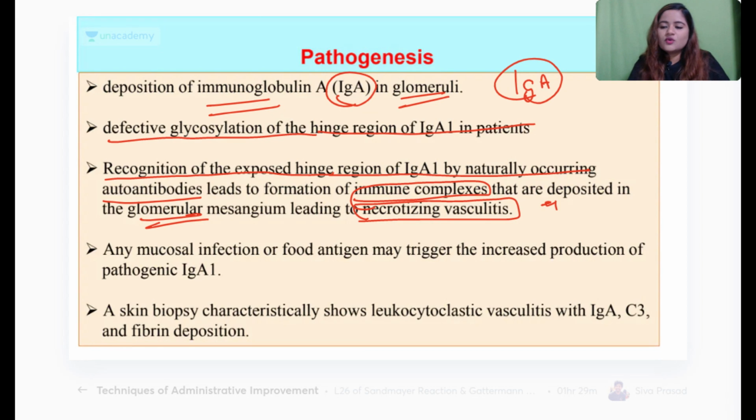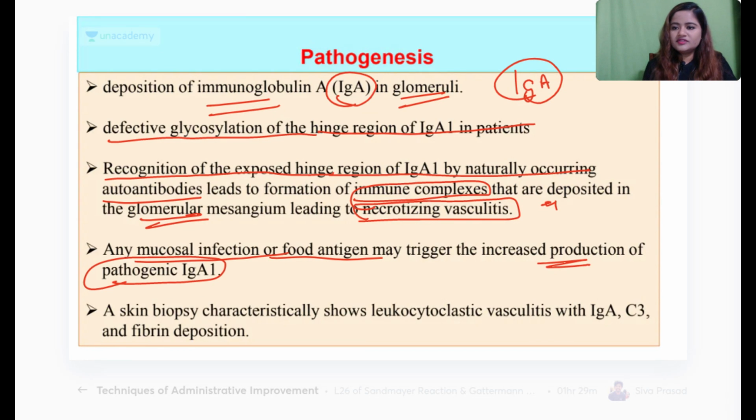Okay? So your vasculitis onset is all because of what? It is because of the necrosis that occurs, and that is because these deposits are present inside the glomerular mesangium. Any mucosal infection or blood or food antigen, anything can come and trigger this production of antibodies. So whenever IgA1 formation happens, it can go and injure your glomerular apparatus, so that will lead to the vasculitis onset. Okay?